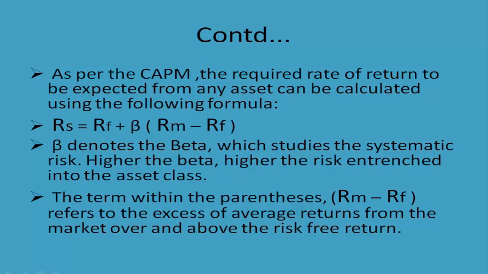So no matter how hard we try, no matter how foolproof we try to make our strategies, the systematic risk is always going to be there. It cannot be escaped in full. Now, the term within the parenthesis, RM minus RF, refers to the excess of the average returns from the market over and above the risk-free rate of return.